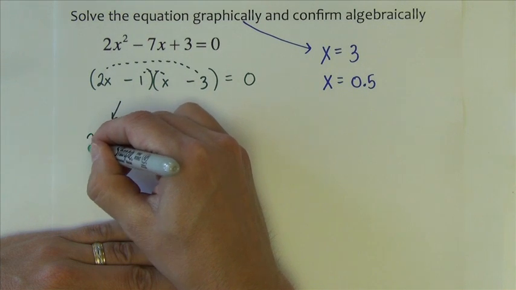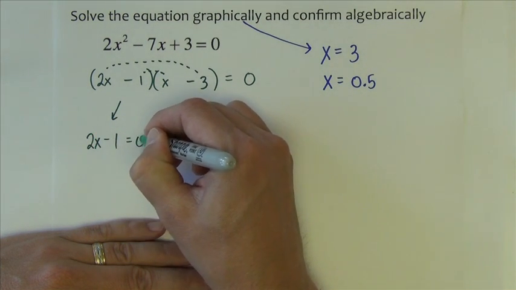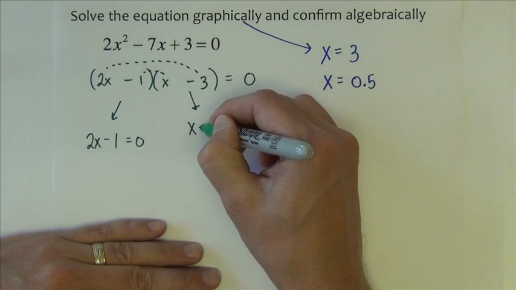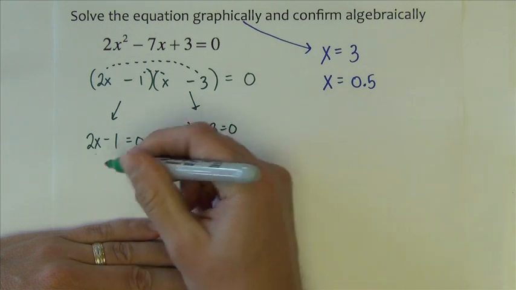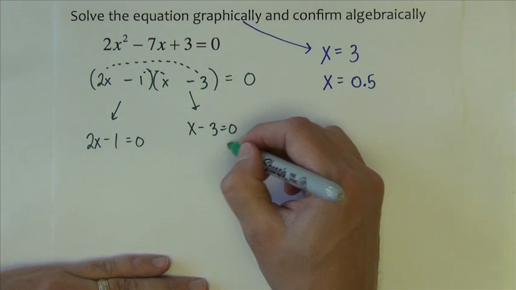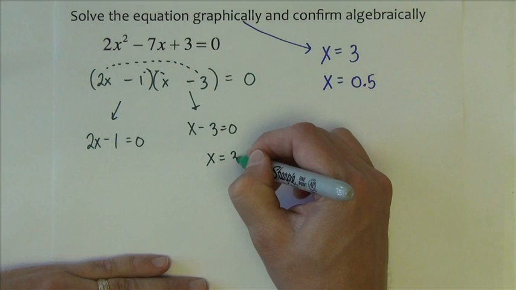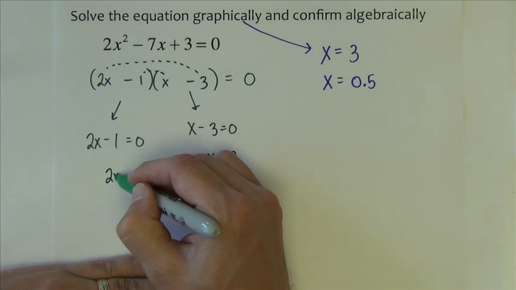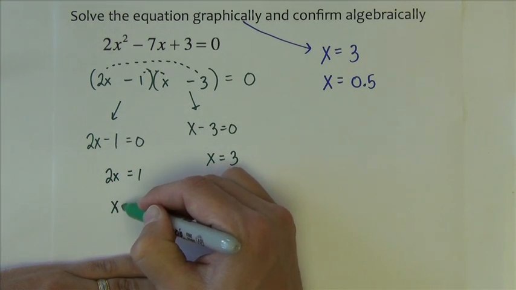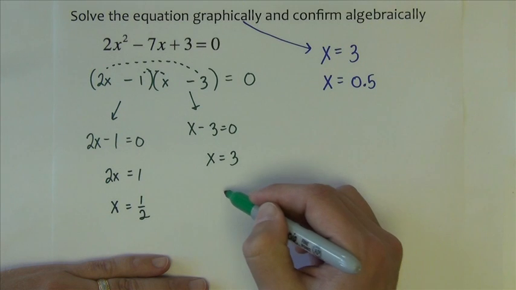Now we take each of these factors, set equal to 0, and we solve them for x. This one we add the 3, we get x equals 3. This one we add 1, divide by 2, we get x equals 1/2.